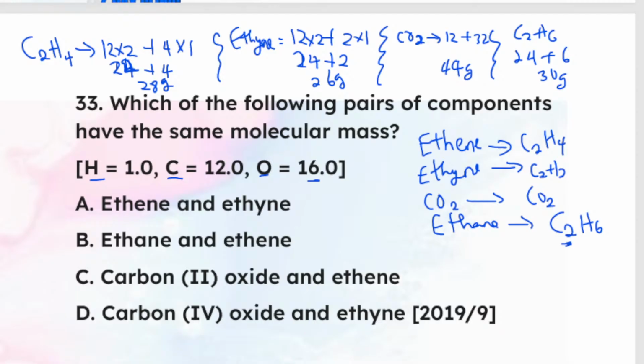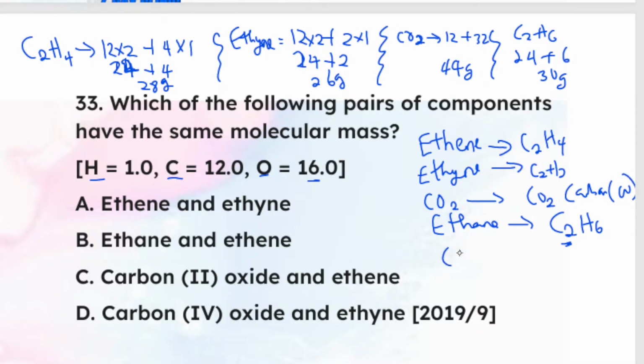Okay, so let's see. Which have the same molecular mass? So we see that carbon dioxide. Oh, it says there's carbon 2 oxide and carbon 4 oxide. So I have to clarify. This is carbon 4. You know what? I'm just going to write a 4.